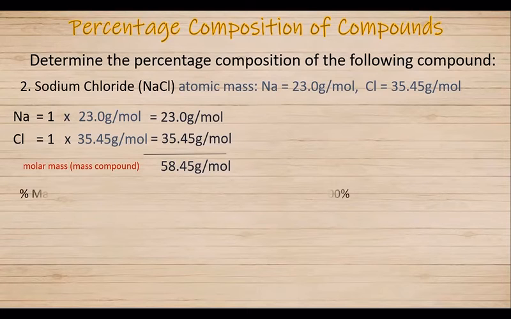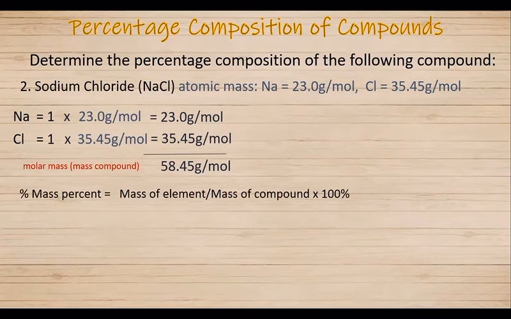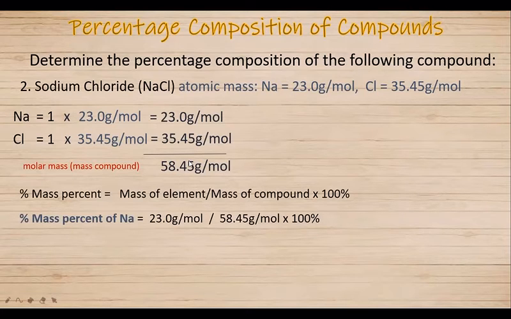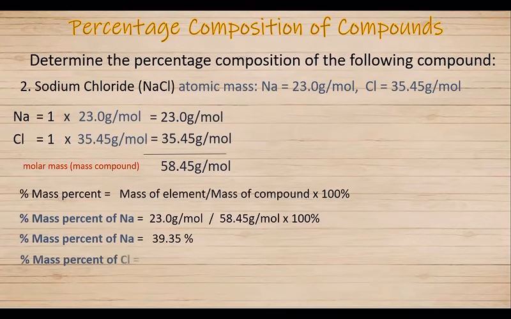Then, let's use the formula: mass percent equals mass of element divided by mass of compound multiplied by 100%. Let's now substitute the givens to this formula. First, let's compute the mass percent of sodium. We will have the mass of element, which is 23.0 gram per mole, divided by the mass of compound, which is 58.45 gram per mole, and multiply the answer by 100%. If you compute that, the answer will be 39.35%.